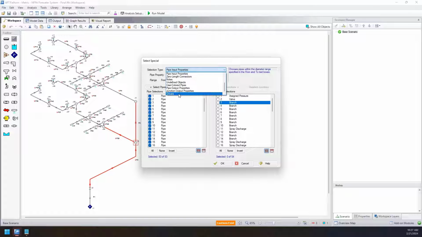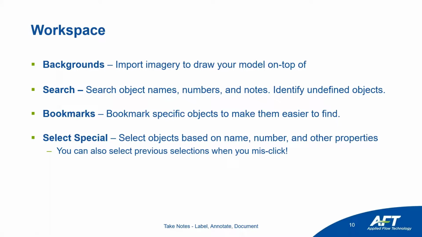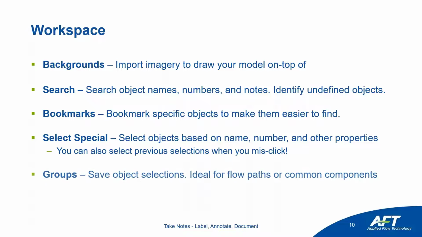Another common one might be adding groups, which we'll touch on in a moment, and then other pipe output properties. So maybe we are trying to identify too high of a velocity in our system. If we do pipe output properties and velocity, we can flag everything that falls outside of our acceptable range. So that's Select Special. You'll also see that special selection in a few other places in our software. I'll point it out when we make a graph in the next section as well.